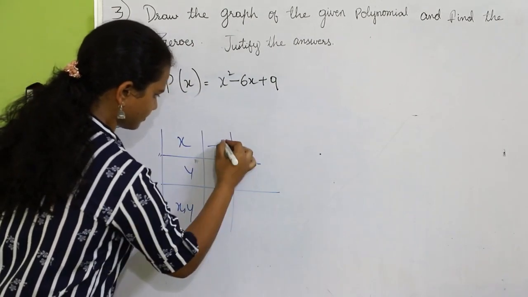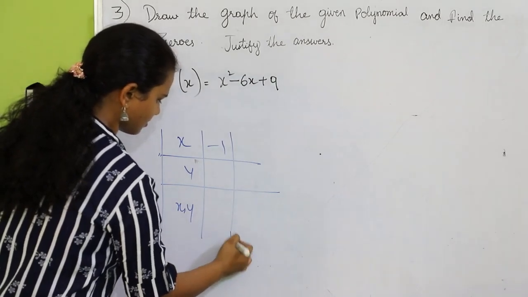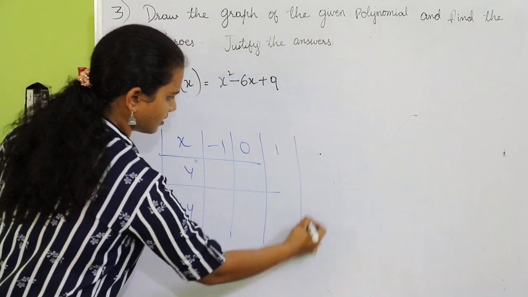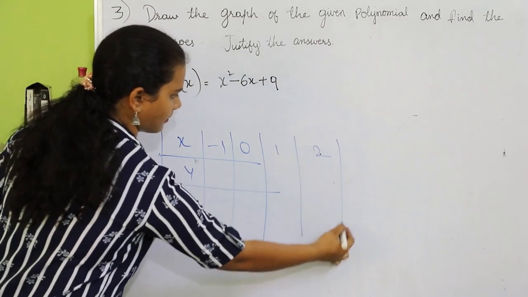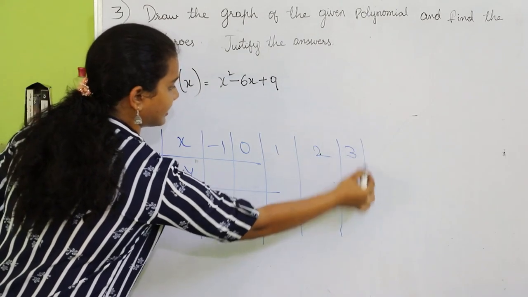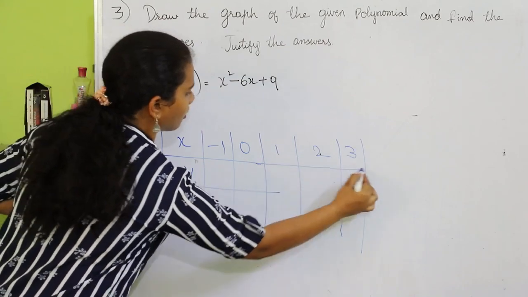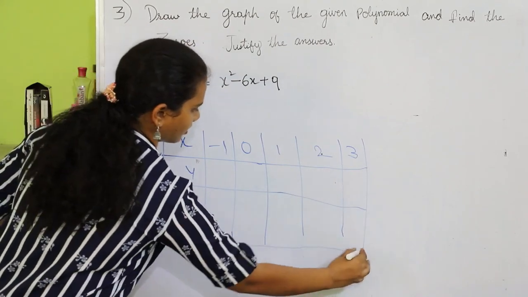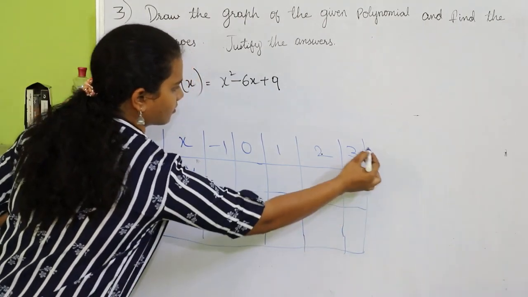Minus 1, let it be 0, 1, 2, 3. Where 3 is the zero of the polynomial, right? We got the zero of the polynomial as 3. So just go for 3. I would like to go for only 3. Or if you want, go for 4.